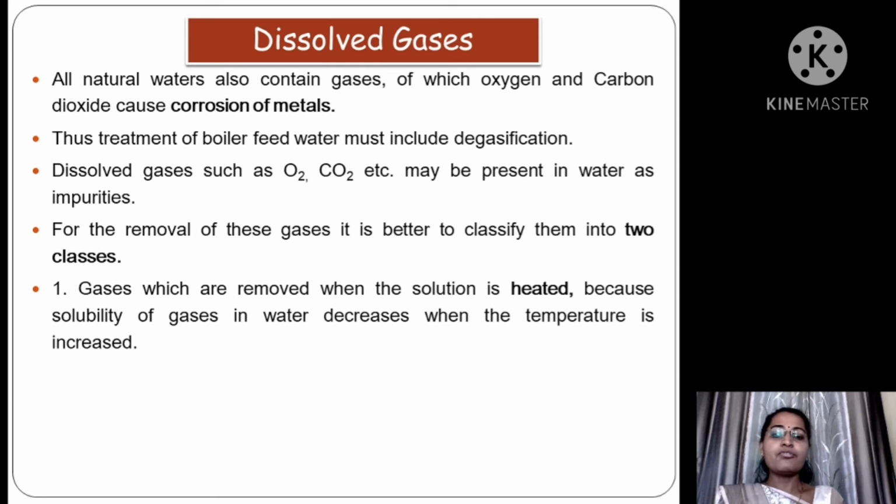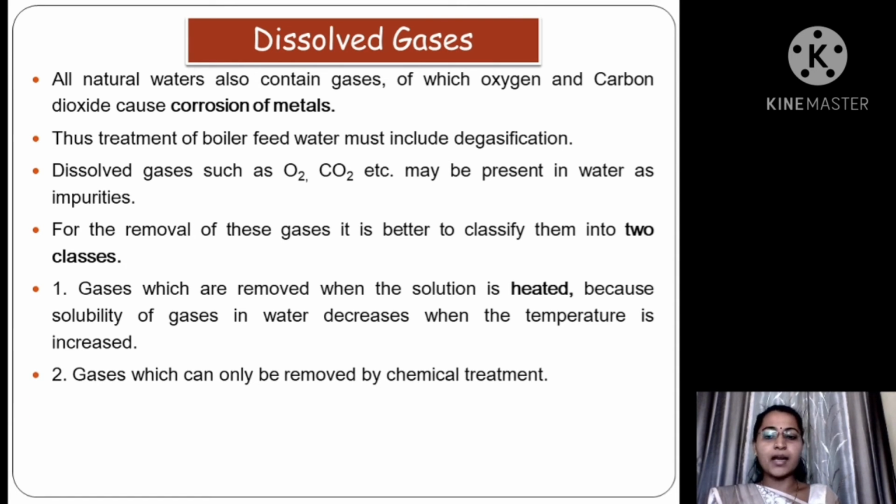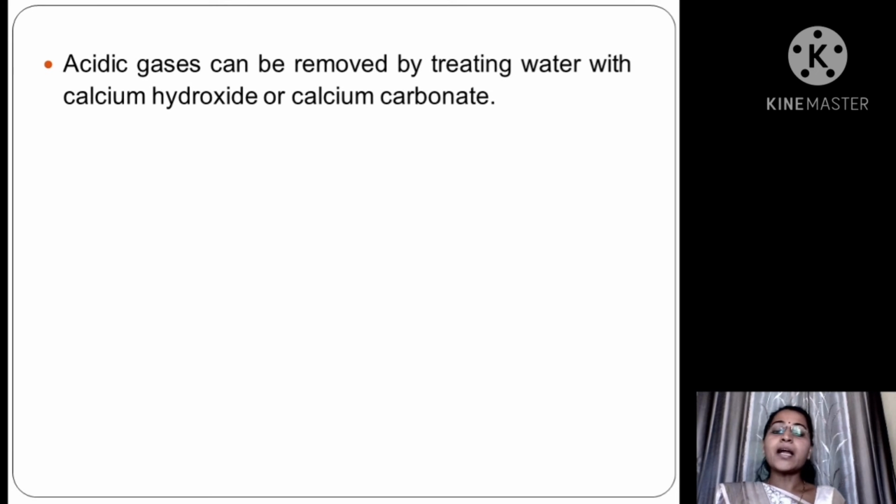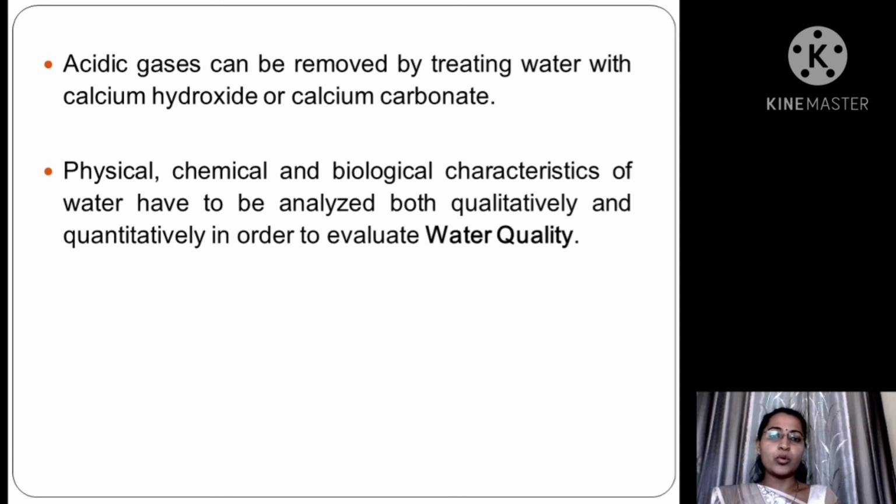First one, gases which are removed when the solution is heated, because solubility of gases in water decreases when the temperature is increased. And the second class is gases which can only be removed by chemical treatment. For example, oxygen may be removed from water by passing water over hot iron. As a result, iron is oxidized to the ferric state and is precipitated this way. Acidic gases can be removed by treating water with calcium hydroxide or calcium carbonate.